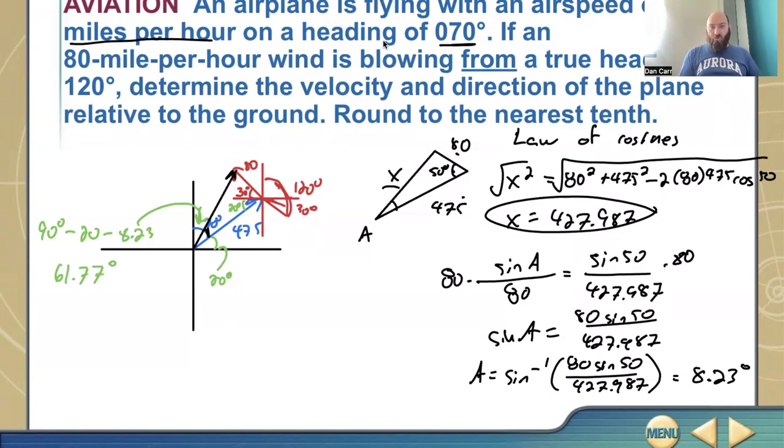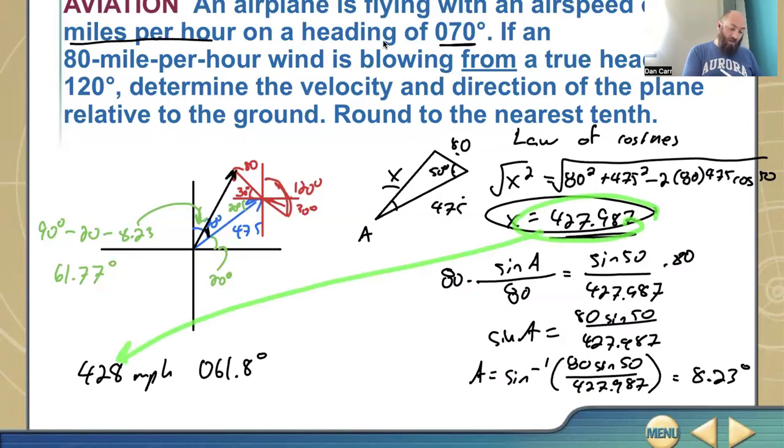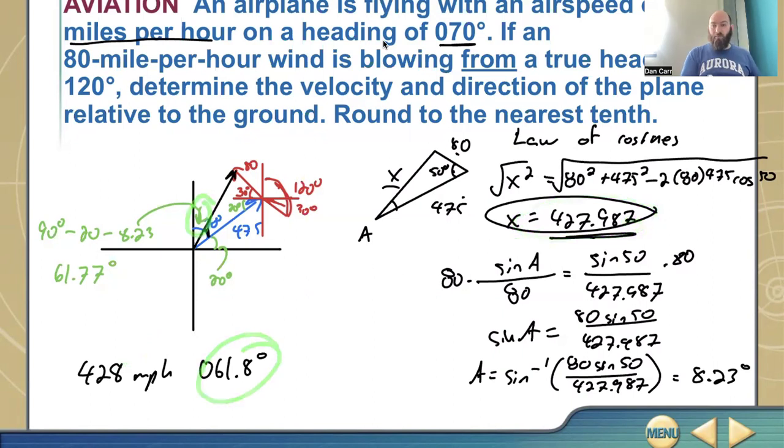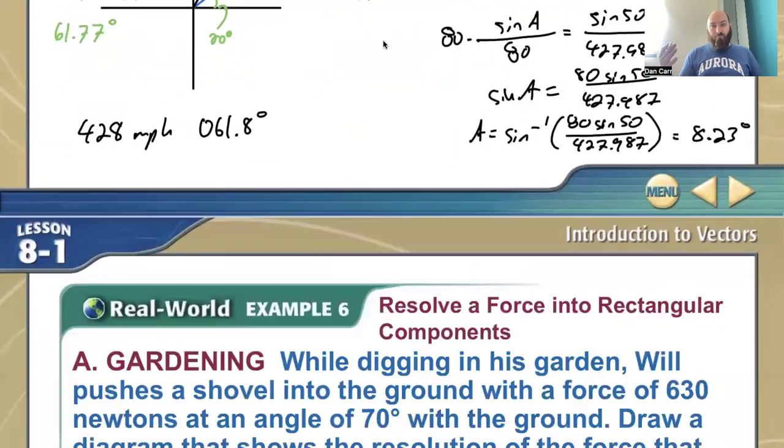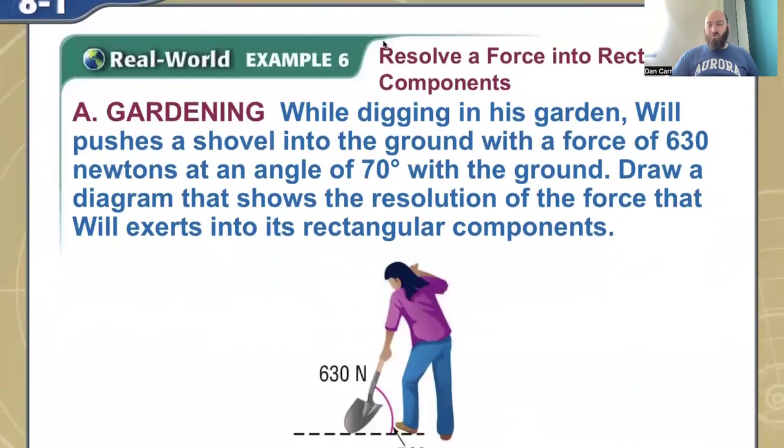So what this means, I'm going to round to my nearest tenth in both cases. The resultant vector, which is this one right here, we're starting from a true heading, so that means it's going to go clockwise here. It's going to be that 61.77 or 61.8 degrees. So the airplane is going to be traveling at this right here. So it's going to be 428 miles per hour at a bearing of 061.8 degrees. Again, I'm taking this value here as basically my magnitude, and my direction is from here. Okay. There's a lot going on with those, but they can get tricky. You just got to make sure you break them down step by step and look at them as their pieces.